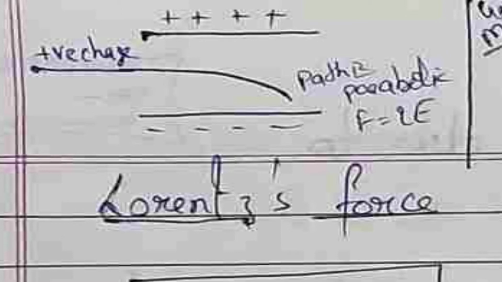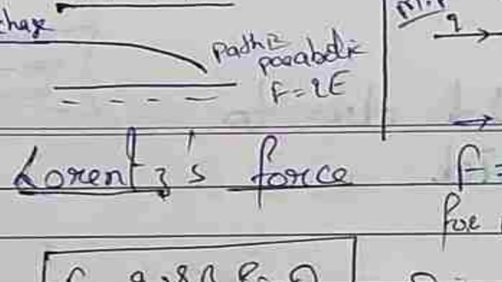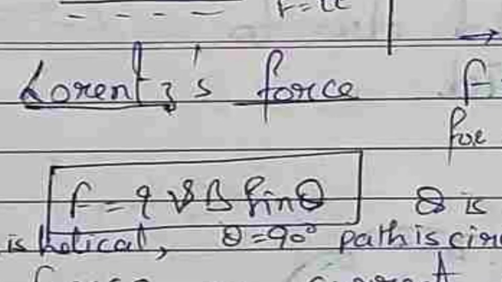What will happen if the charged particle enters in a magnetic field? The answer is it will be either circular or helical, depending upon the direction of the charge entering in the magnetic field. This is given by the Lorentz force, and the Lorentz force is given by qvB sin theta, where q is the charge, v is the velocity, B is the magnetic field, multiplied by the sine of theta. Theta is the angle between velocity and the magnetic field. If theta is not equal to 90 degrees, then the path is helical, and if theta is 90 degrees, the path is circular.